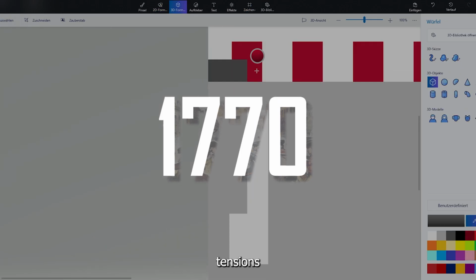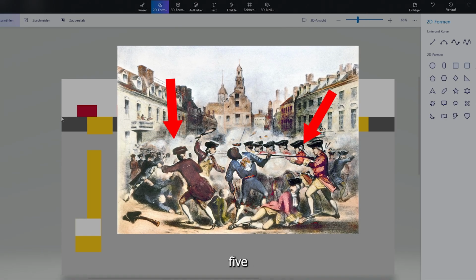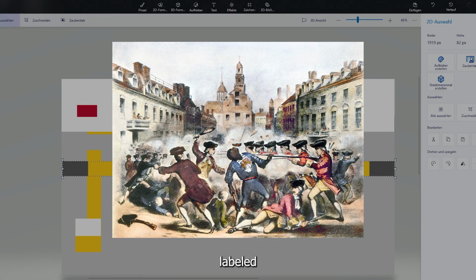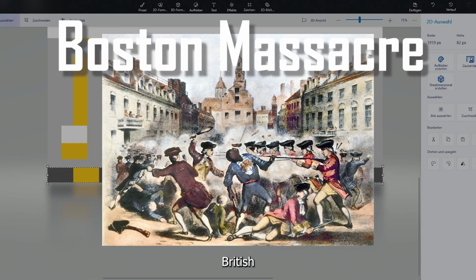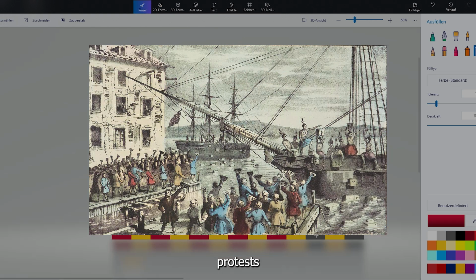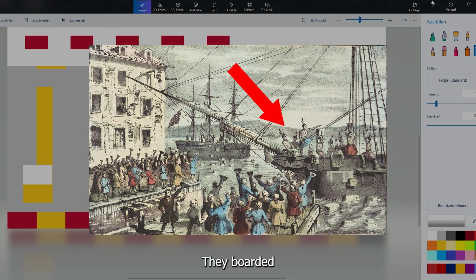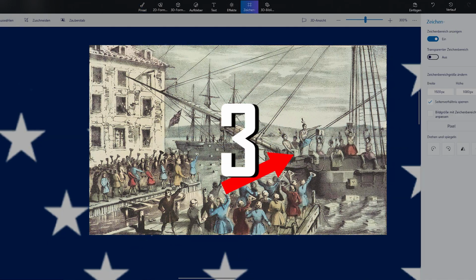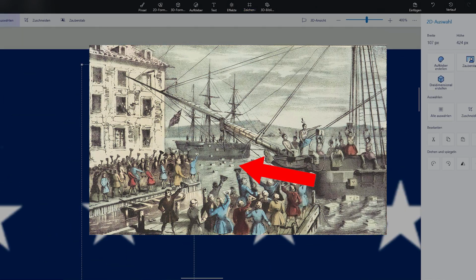In 1770, tensions erupted into violence when British soldiers fired into a crowd, killing 5 colonists. Patriots quickly labeled it as the Boston Massacre, and the event became a rallying cry against British oppression. 3 years later, the Sons of Liberty staged one of the most famous protests in American history. They disguised as Mohawk warriors, boarded British ships, and dumped 342 chests of tea into Boston Harbor.